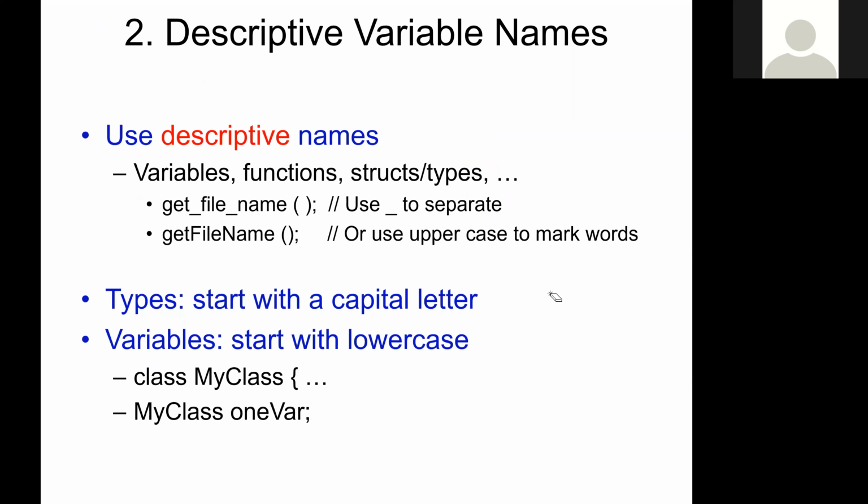Okay, so descriptive variable names. A couple of conventions that people commonly use. Underscores to separate words. So you should have a lot of variable names that are more than one word long. If all your variable names are one word long, probably too short. Or use what's called camel case. Camel case separates words with uppercase letters.